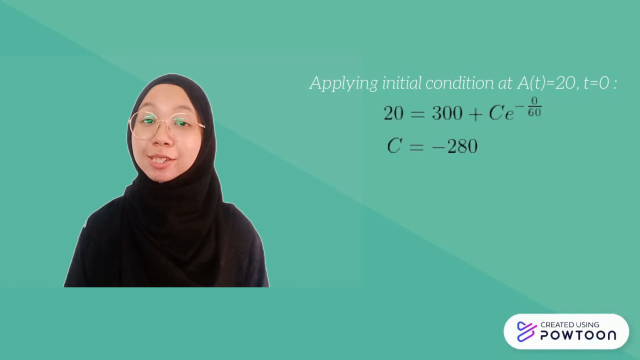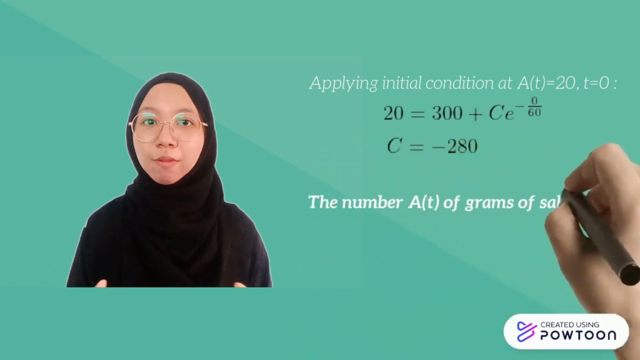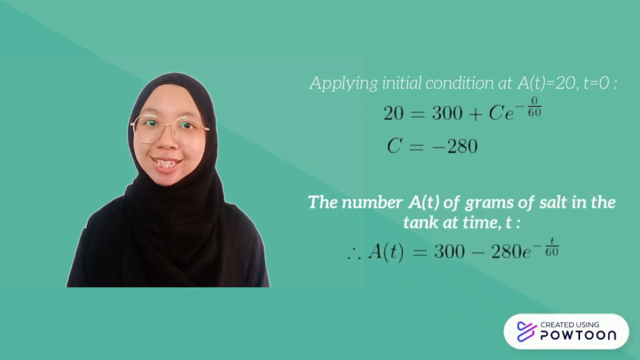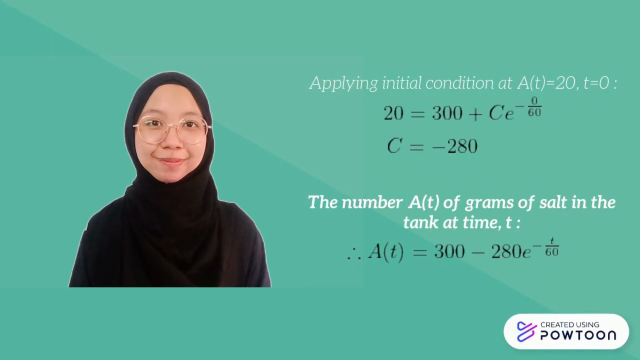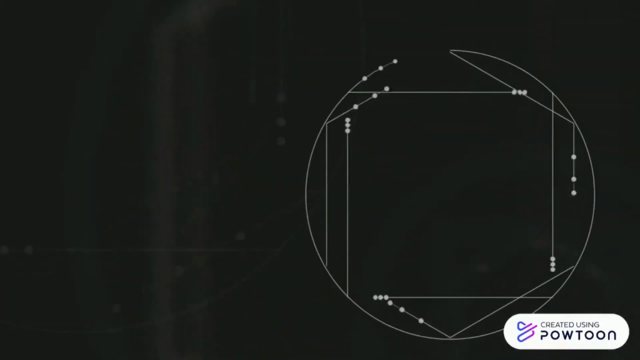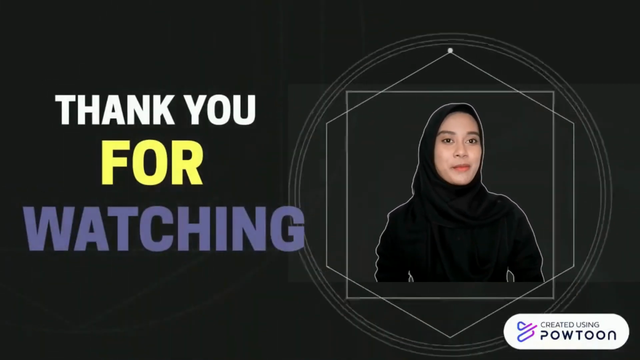Substitute the value in the solution. Therefore, the amount of salt in grams in the tank at time t equals 300 minus 280 e to the power of negative t over 60. Hope you understand what we have explained and learn something from it.